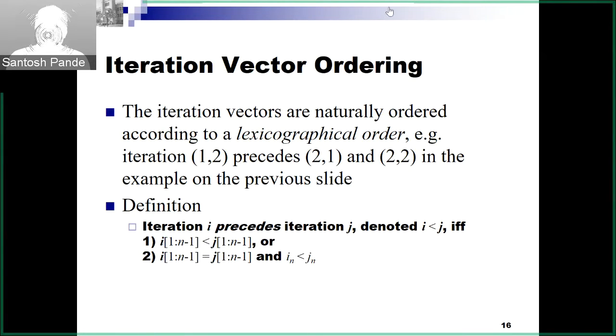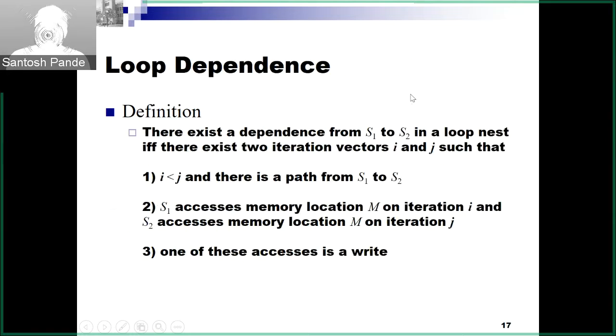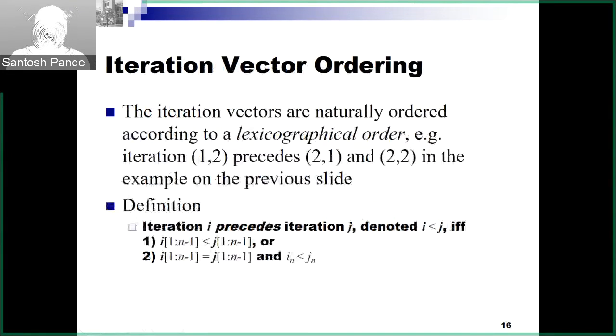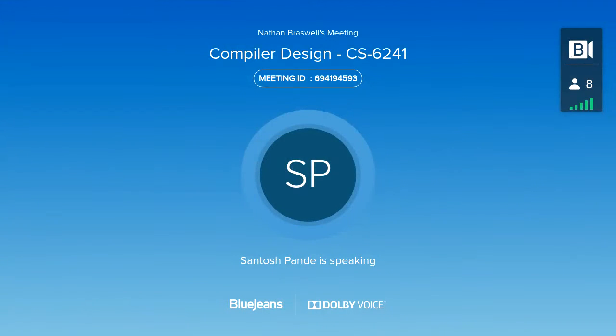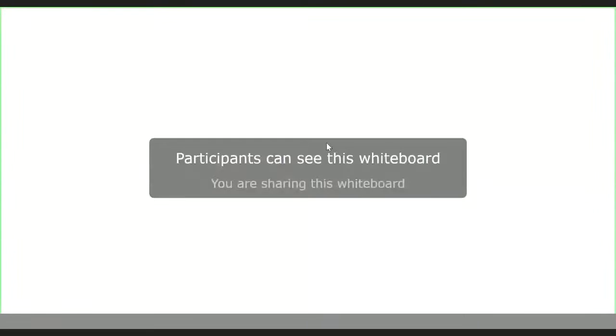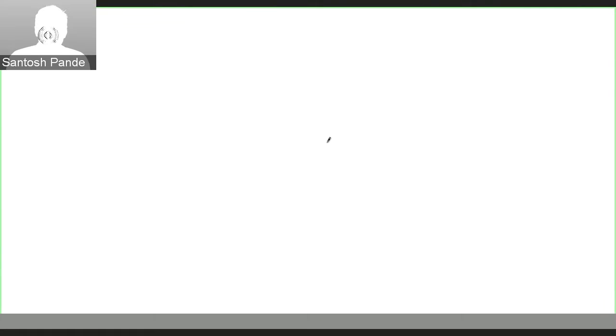I'll just use the whiteboard here to quickly illustrate that. Okay, so let's see how that is the case. This is a little bit more formal way of stating it, but basically this is how it is really going to work out, and that should be very easy to see.